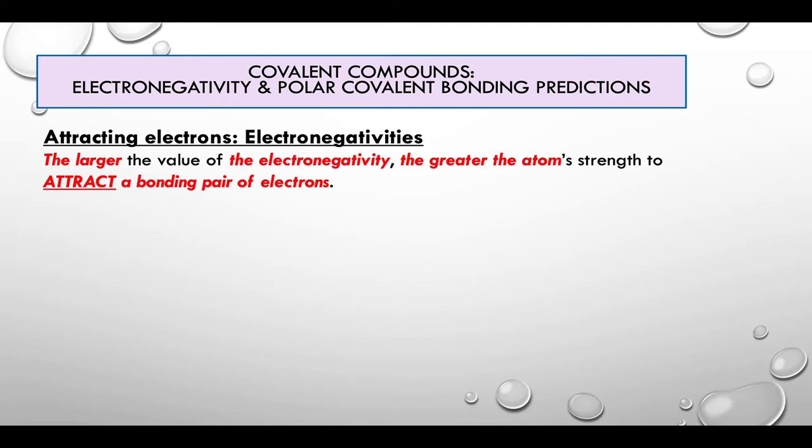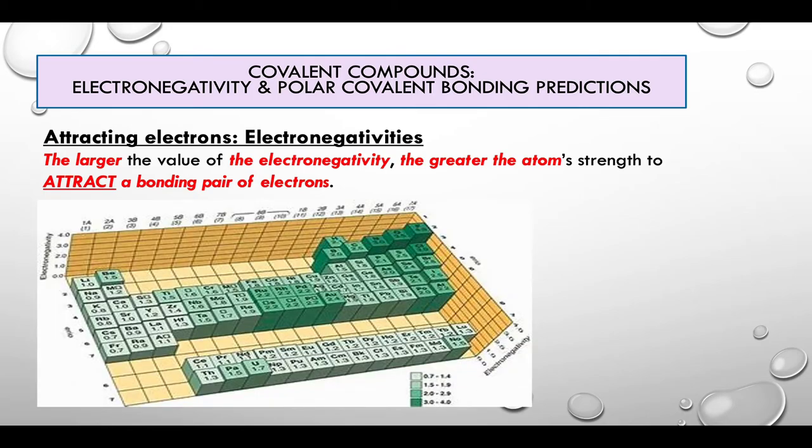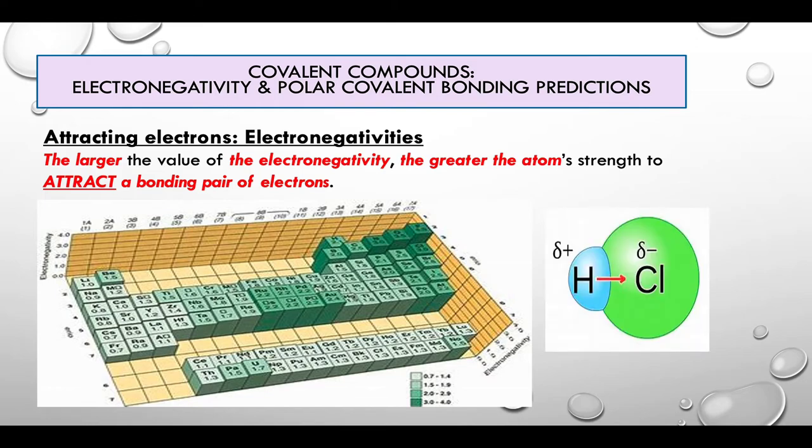Attracting electrons is electronegativity. The larger the value of the electronegativity, the greater that atom's ability to take that bonding pair and attract it to its center. And this is a little 3D diagram where we're going to look at the same compound, and you have that table in your resources section. So there's good old HCl. There's hydrogen. And there's chlorine.